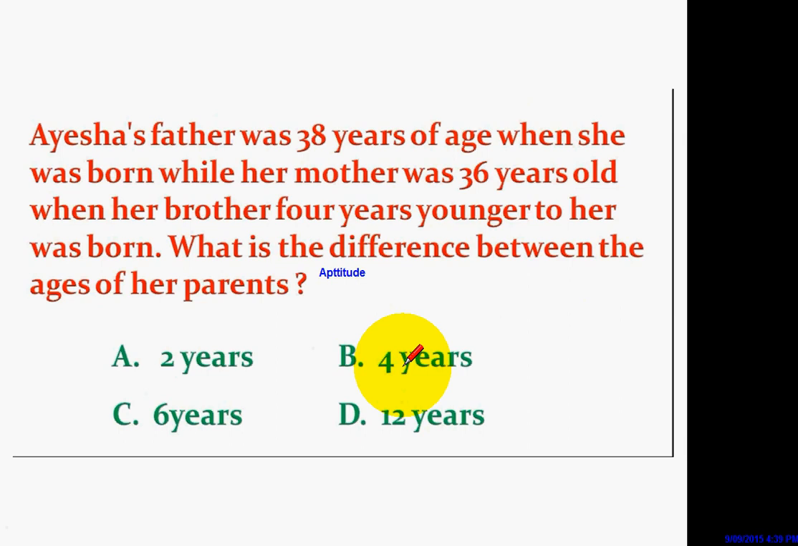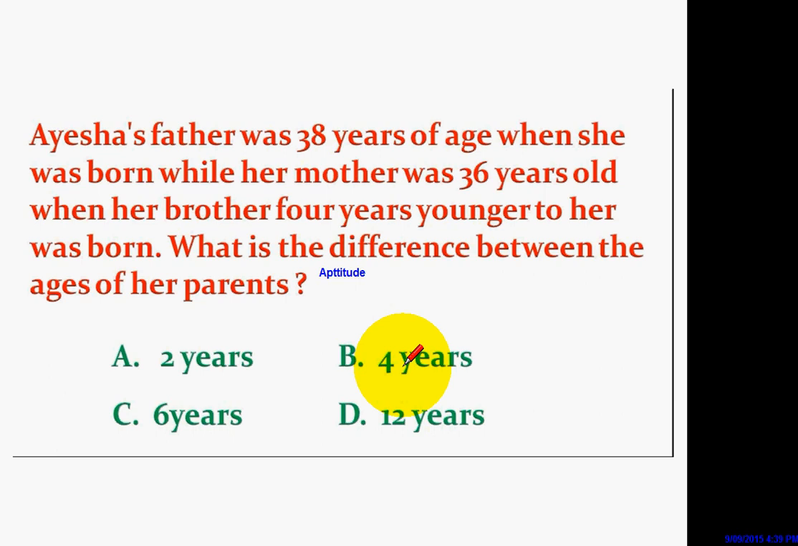Okay, then Aisha's father was 38 years of age when she was born, while her mother was 36 years old when her brother, 4 years younger to her, was born. What is the difference between the ages of her parents? It is quite difficult to understand. See, I'll read it once again.